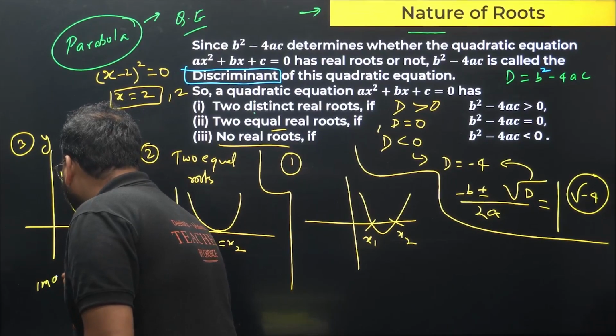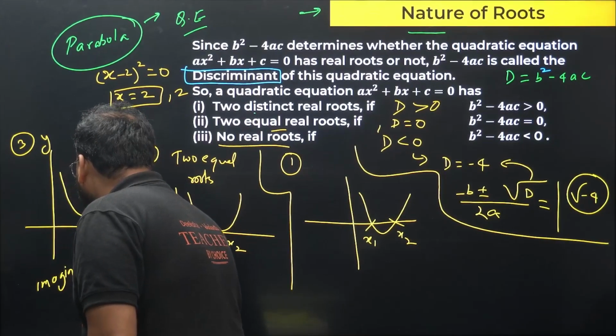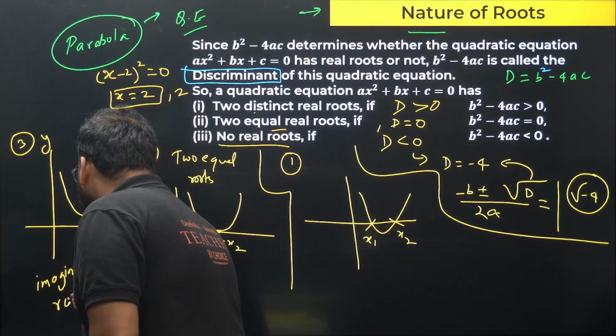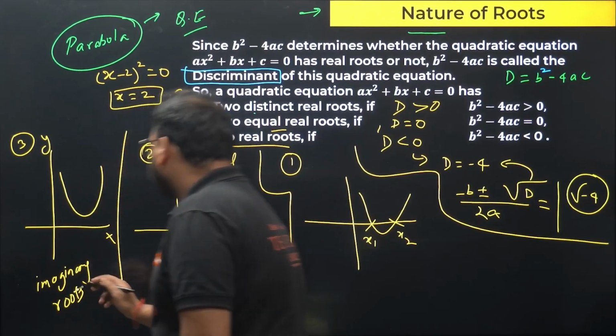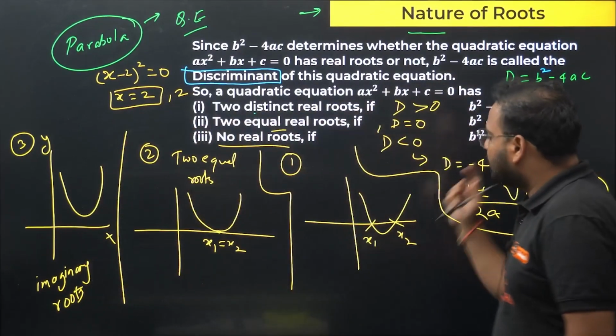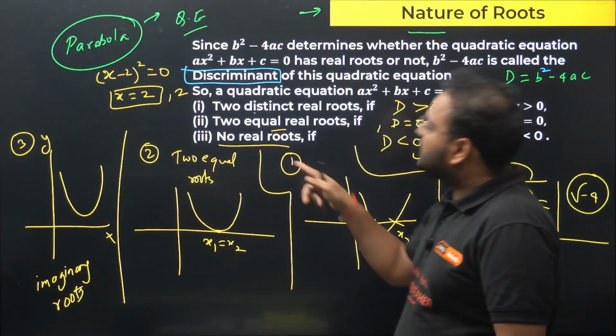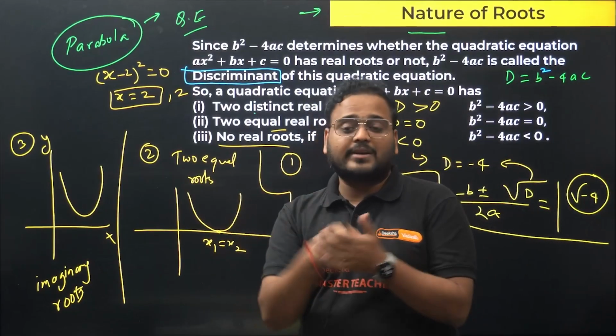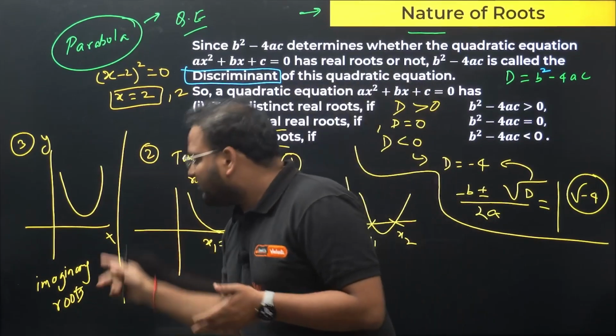So understand this very clearly. For the case of real roots, you have 2 intersections. For the case of 2 equal roots, you have only 1 intersection, which is a contact point. And for imaginary roots, we have no intersection.